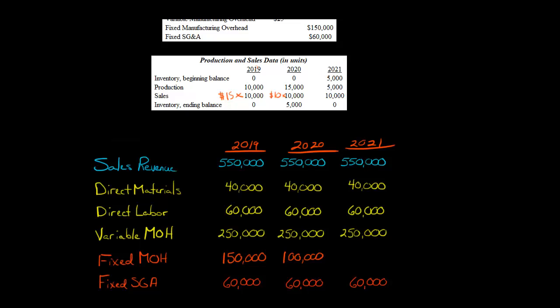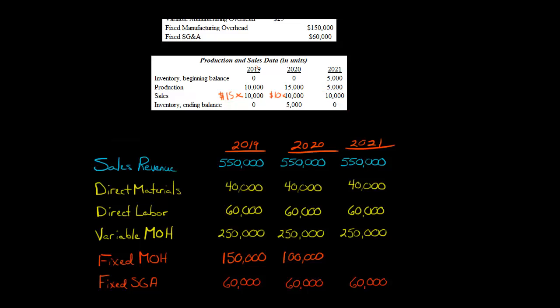So now we've got our fixed manufacturing overhead is different for each of those periods. Now in 2021, the opposite of 2020 is happening, where we actually sell more than we produce. In this period, we start with 5,000 units already in beginning inventory. Remember, we had deferred some of that 50,000 of the fixed manufacturing overhead, but we only need to produce 5,000 now. We started with 5, we produce 5, so that gives us 10, and we sell all 10. So there's no ending inventory.